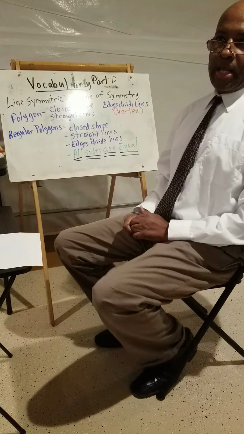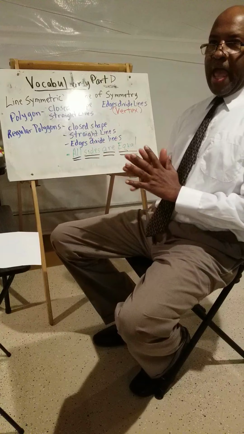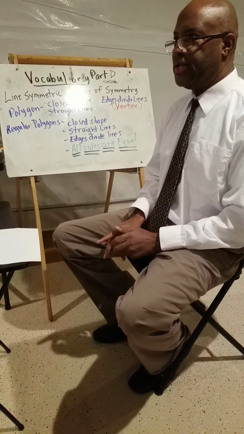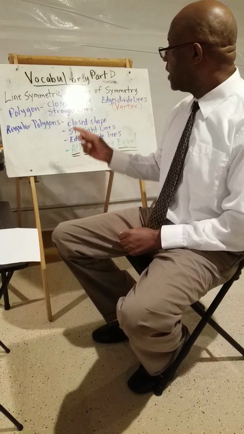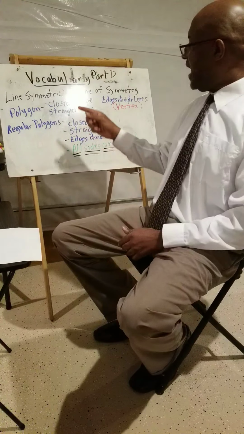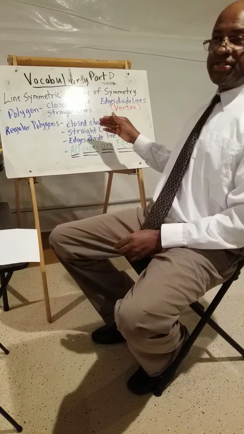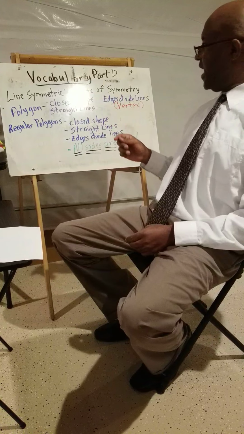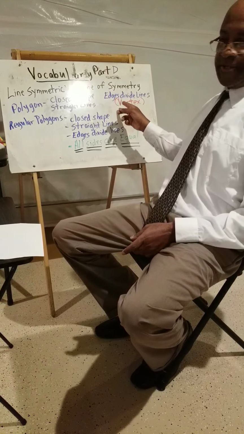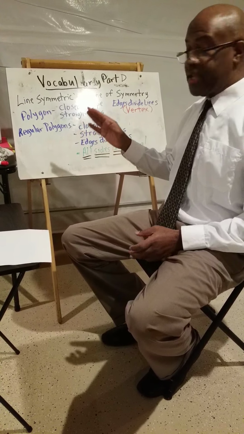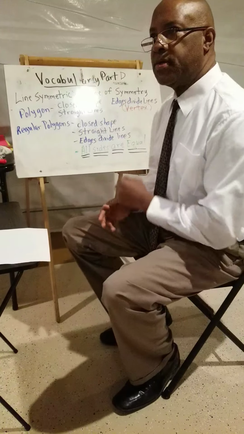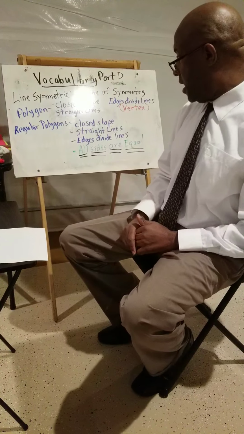And what did we say polygons were? What are the attributes? What are the characteristics of a polygon? Well, a polygon has these characteristics or attributes. It's a closed shape, has straight lines, and the edges divide the lines. Now those edges, from review, you know that's called the vertex. So that's a polygon, but today we're going to add just one step further, talking about regular polygons.